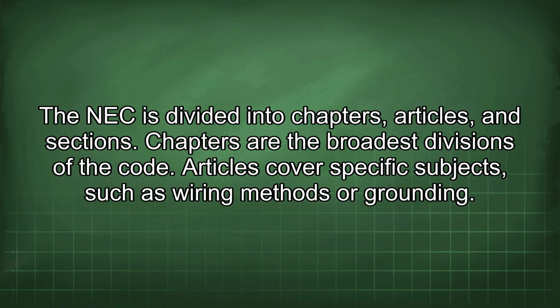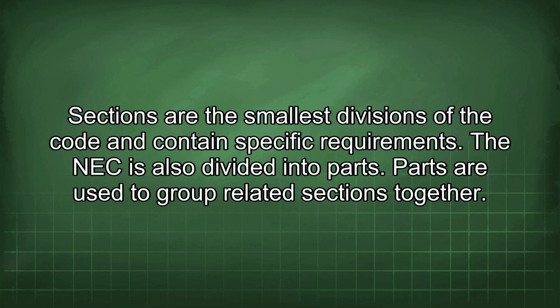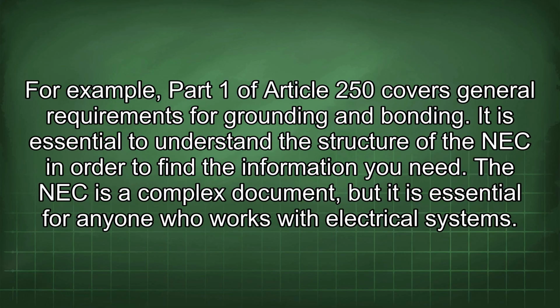The NEC is divided into chapters, articles, and sections. Chapters are the broadest divisions of the code. Articles cover specific subjects such as wiring methods or grounding. Sections are the smallest divisions of the code and contain specific requirements. The NEC is also divided into parts. Parts are used to group related sections together. For example, Part 1 of Article 250 covers general requirements for grounding and bonding.